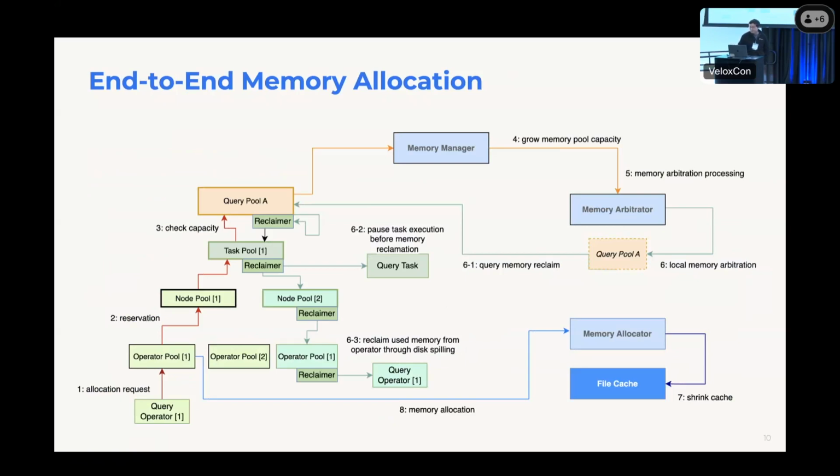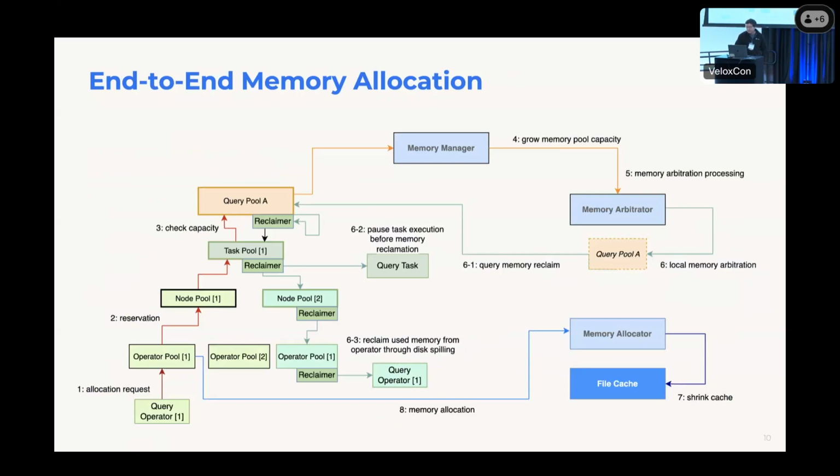And node memory pool 2 will send the memory reclaim request to its operator pool, and the operator pool's memory claimer actually does the memory reclaim from the operator through disk spilling. And suppose the query operator has reclaimed enough space, then we return the reclaimed bytes all the way back to the query memory pool, and the query memory pool returns the reclaimed bytes all the way back to the memory operator. During the memory reclaim process, the query pool actually got shrunk. So the query pool will grow its capacity and return a success all the way back, and the query pool accepts the reservation from the leaf operator pool.